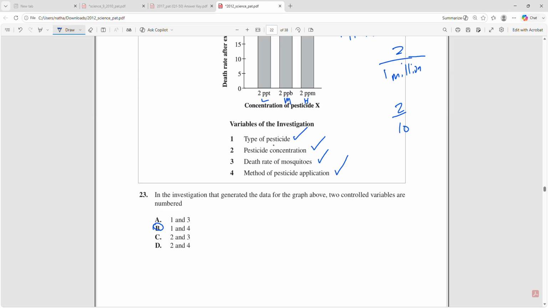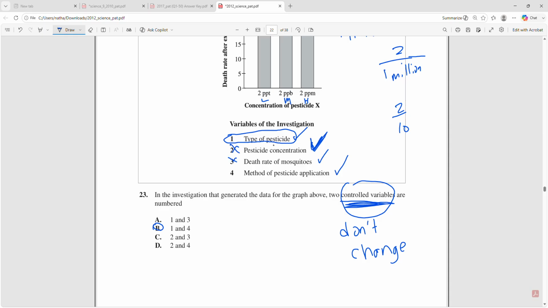So in the investigation that generated the data for the graph above, two controlled variables are numbered. So controlled variables are the ones that don't change. Those are things that we're making sure do not change. The type of pesticide did not change. And the concentration did change. The death rate of mosquitoes, that's the result. That's the responding variable.